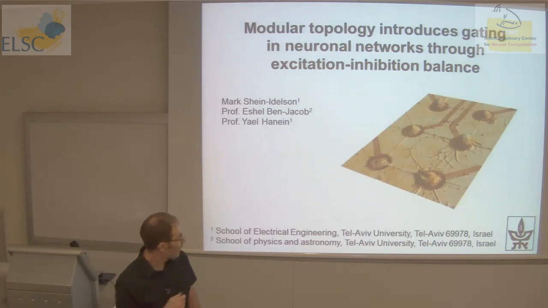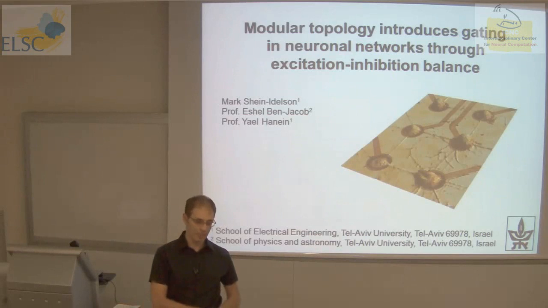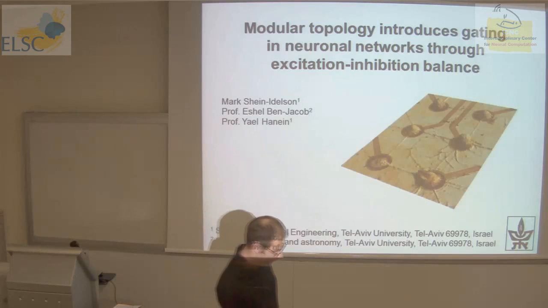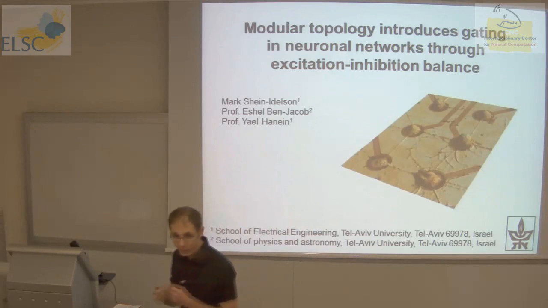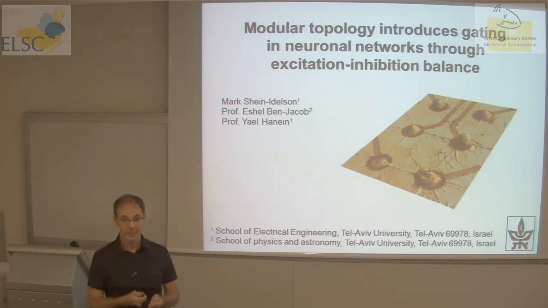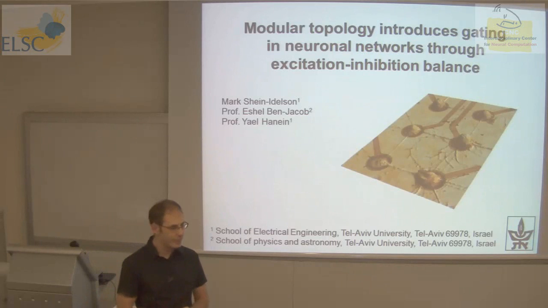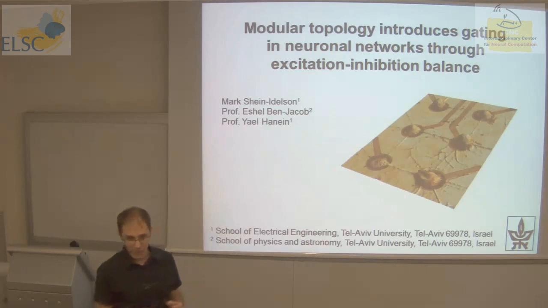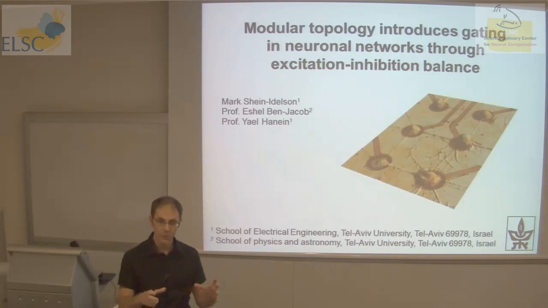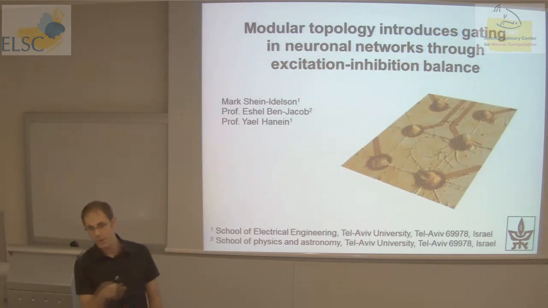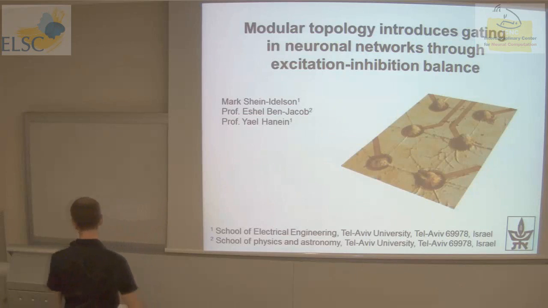Our aim in this work was to examine how the topology of a neuronal network affects its activity patterns. More specifically, we're interested in understanding how modular topology does that. By modular, I mean groups of neurons which have a very high connectivity within the group and sparse connectivity between the different groups of neurons.